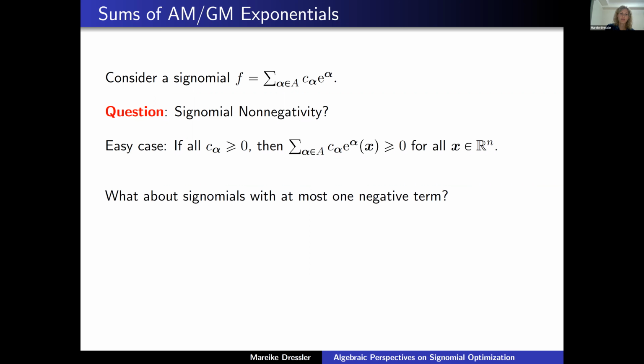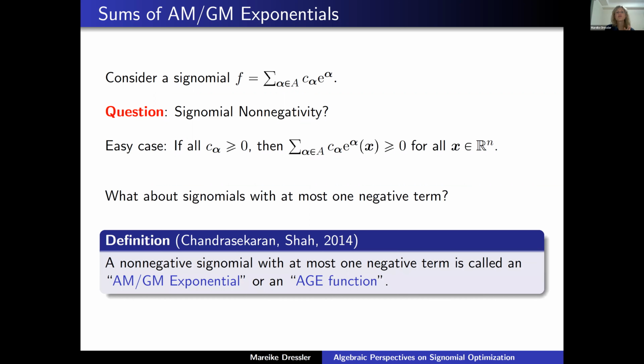And this is actually something which was introduced in 2014 by Chandrasekaran. They looked at these kinds of exponentials and they called these signomials with at most one negative term AM/GM exponentials, which comes from the AM/GM inequality. It will be very clear one slide ahead. Or just for short, AGE functions. So whenever I refer to an AGE function, I refer to a non-negative signomial with at most one negative term.